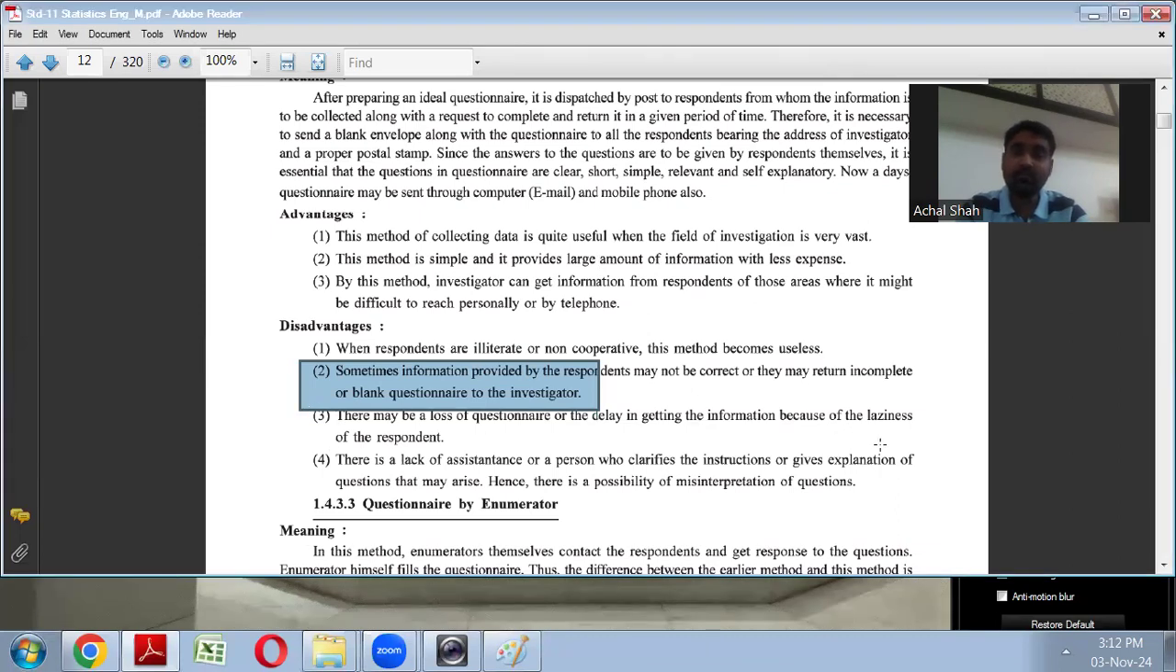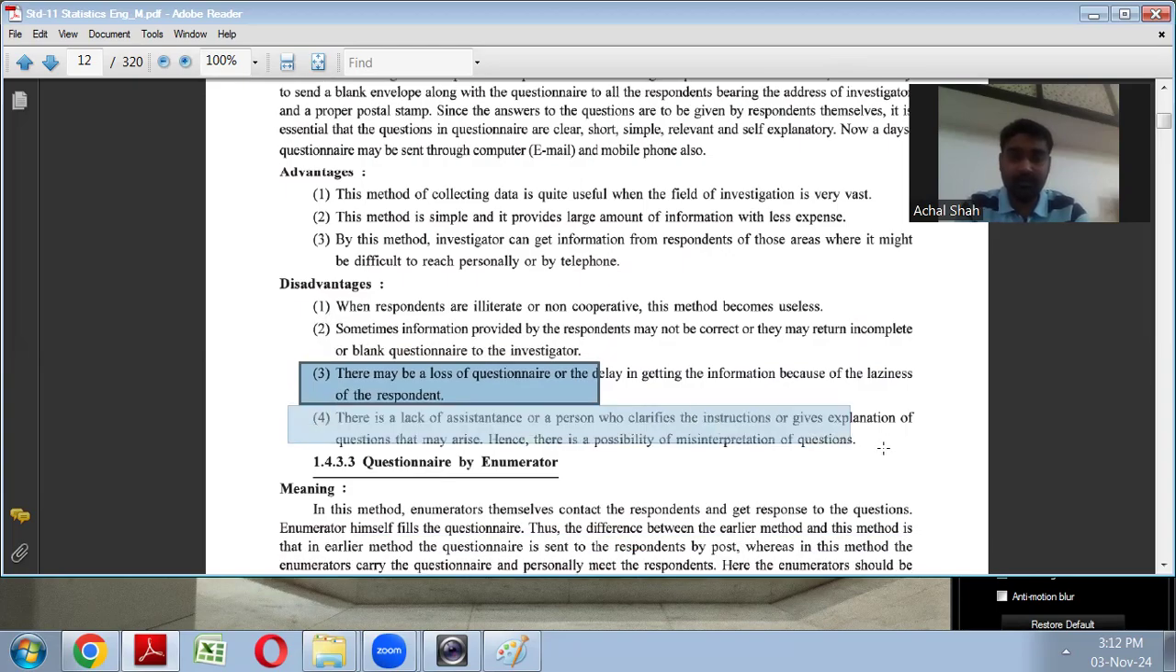There may be loss of questionnaire or delay in getting the information because of the laziness of the respondent. So that is the meaning of this point. Next disadvantage is that sometimes there is misinterpretation of the question.